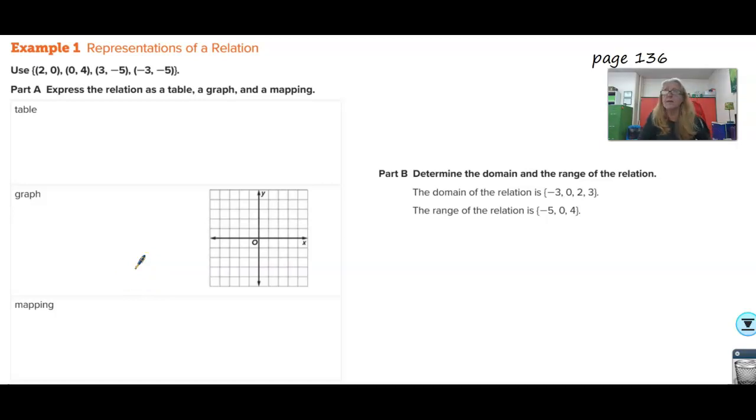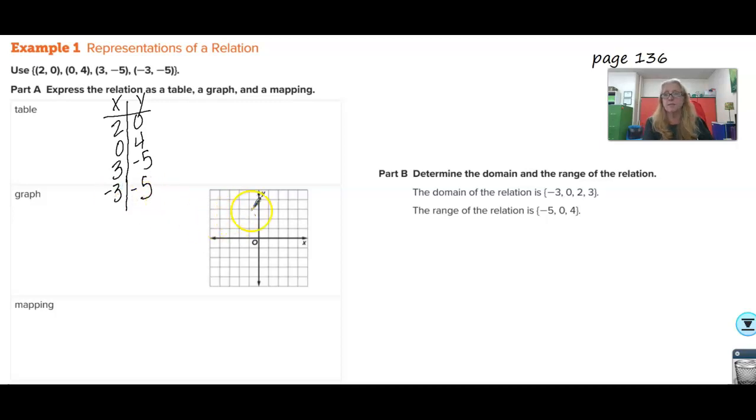All right. So example 1, representations of a relation. They're going to have us make a table, a graph, a mapping diagram, and determine the domain and range. They've given us this little set of points here. So let's make this a table. Let's start with our XY table. We have (2, 0). We have (0, 4). We have (3, -5). We need more table. (-3, -5).